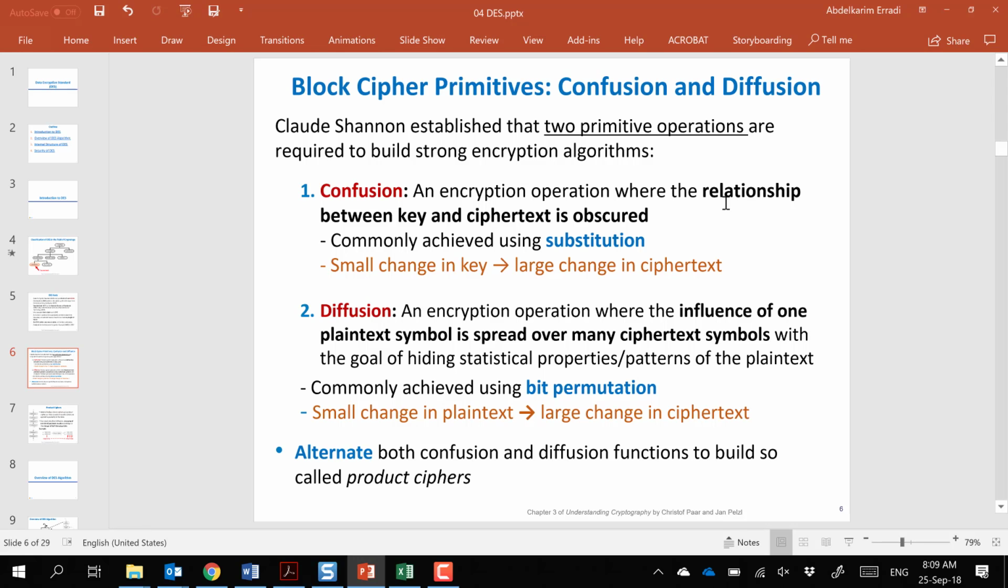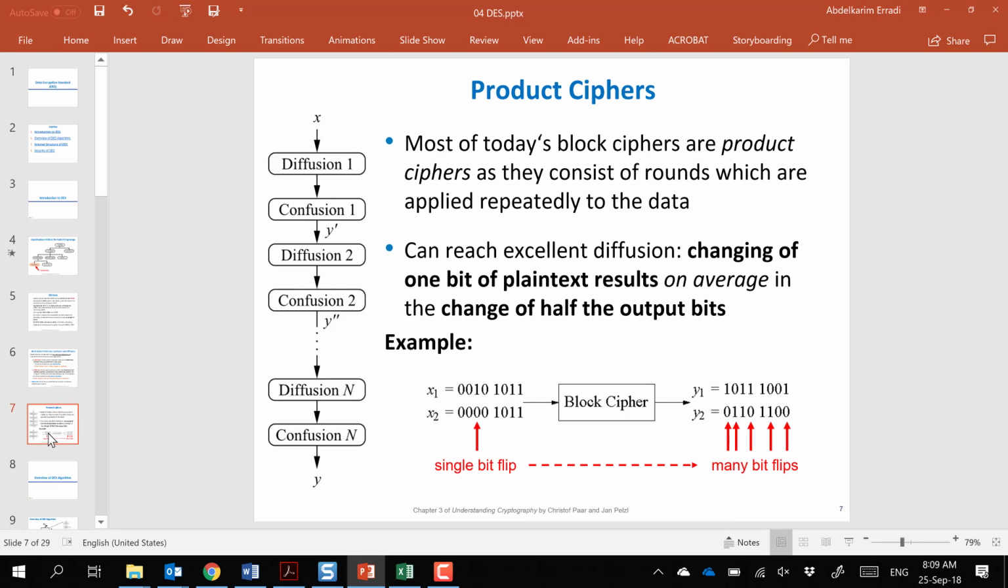So to summarize, modern ciphers all use diffusion followed by confusion, followed by diffusion, confusion, and they use this in multiple rounds. For example, DES, the Data Encryption Standard, uses 16 rounds of permutation and substitution. Permutation, substitution, 16 times. And the reason why we do this is to create this diffusion.